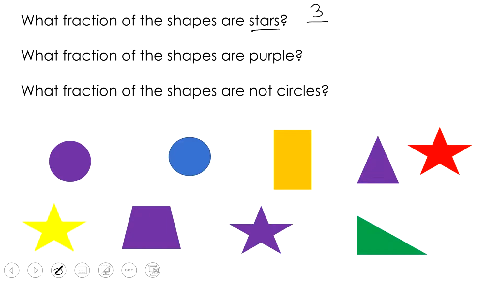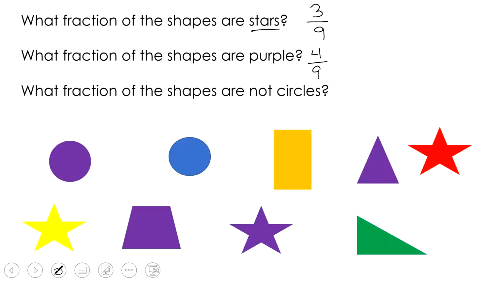If you got 3/9 of the shapes are stars, you are correct. Now look at my next question. What fraction of the shapes are purple? Go ahead, pause it, and see if you can figure that one out. If you got 4/9, you are correct because there are 4 purple shapes and my denominator stays the same because I don't change how many shapes I have altogether.